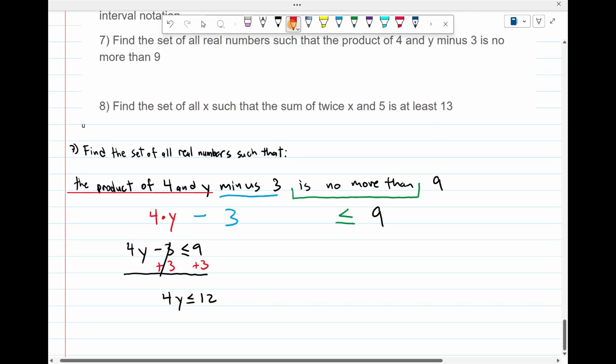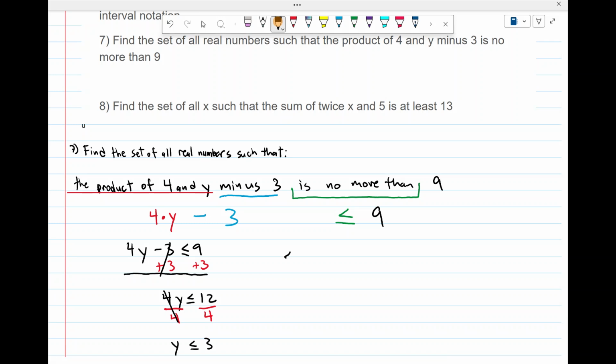Next, divide by 4. And remember, when we have an inequality, always pause whenever you divide or multiply, because you have to think to yourself, am I multiplying or dividing by a negative number? In this case, I am dividing by a positive number, so I don't need to change the less than or equal to sign. I can keep it as it is. If I was dividing by a negative number, I would have to change the less than or equal sign to a greater than or equal to sign. So my answer is actually y is less than or equal to 3.